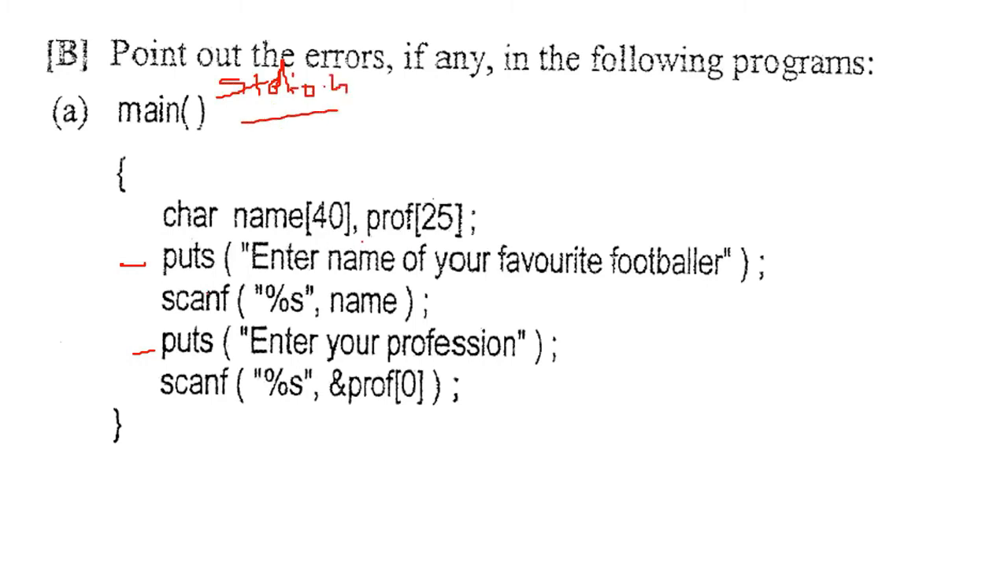Now we have name and prof. Enter the name of your favorite footballer. Enter your profession. So there is no error. There is no problem here. Even if you want to print with the name or with prof[0], they are pointing to the same first character, and the content will be shown.